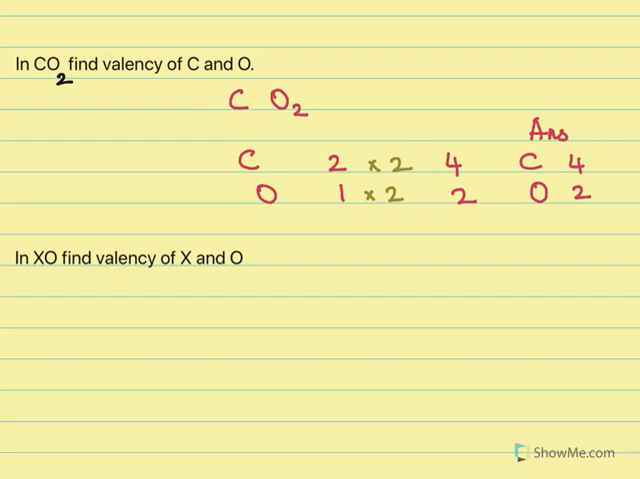You know why we multiplied by this 2? Because we know oxygen cannot be 1. Oxygen is 2, so we multiply here by 2, here also by 2. That means the carbon must be 4.